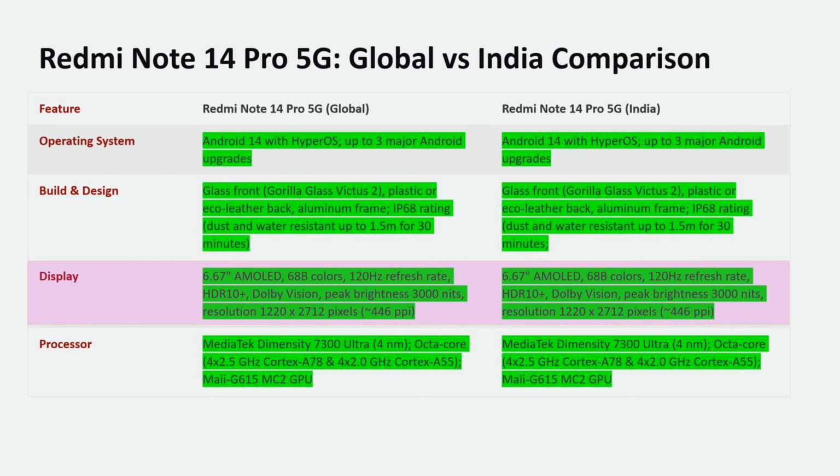Display of both the version is 6.67-inch AMOLED display, 68 billion colors, 120 Hz refresh rate, HDR10 plus, Dolby Vision, peak brightness 3000 nits, resolution is 1220 into 2712 pixels. Processor of both the version is MediaTek Dimensity 7300 Ultra, octa-core and Mali G615 MC2 GPU.